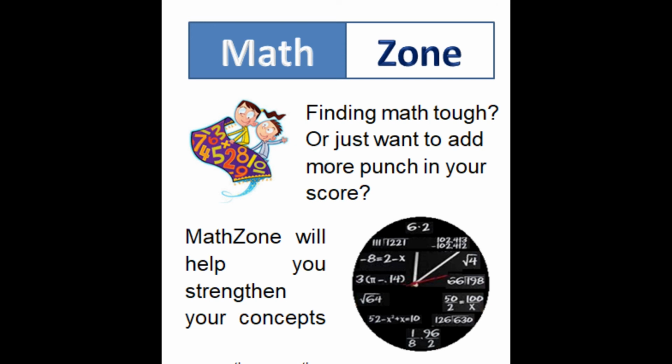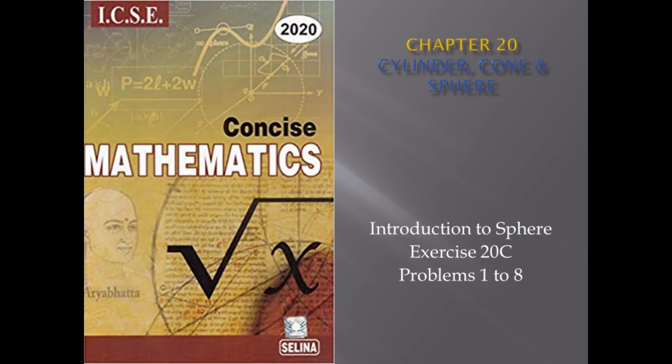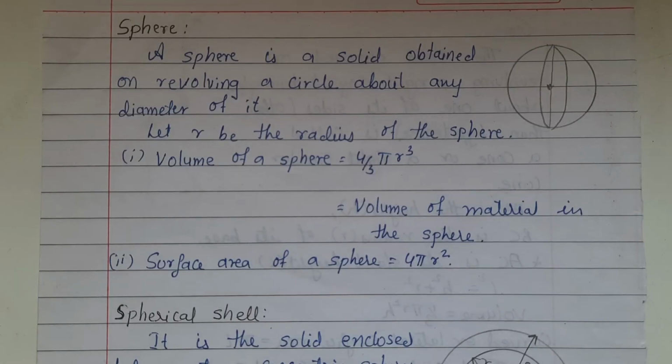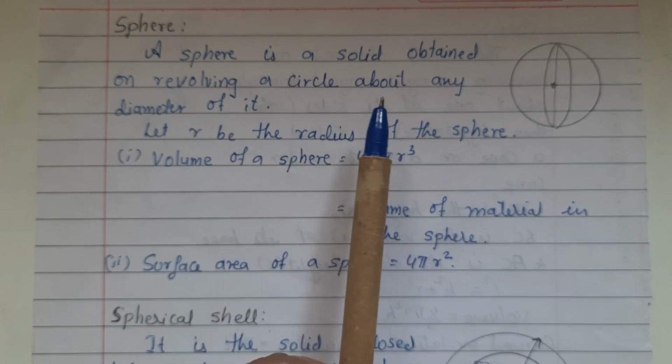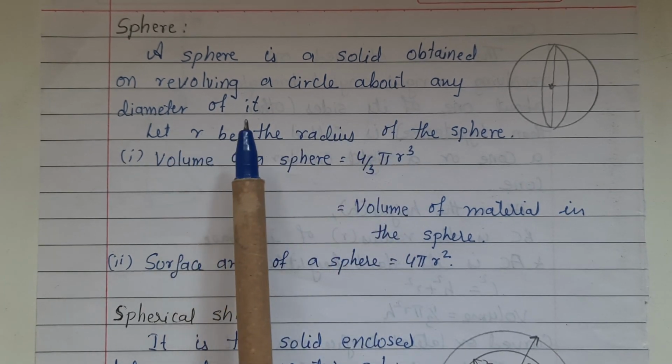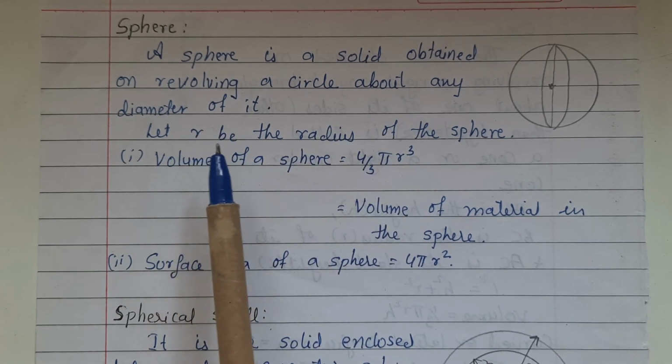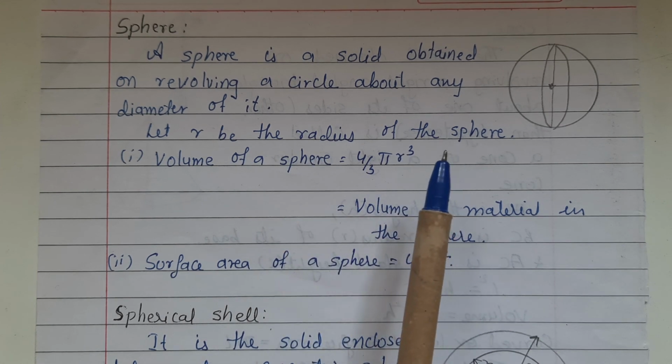Class 10, Chapter 20, Cylinder, Cone and Sphere, Surface Area and Volume. Sphere. A sphere is a solid obtained on revolving a circle about any diameter of it. Let r be the radius of the sphere.